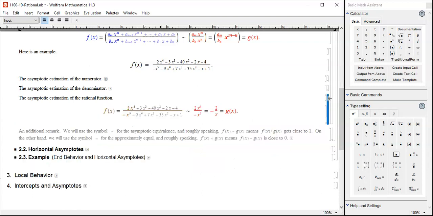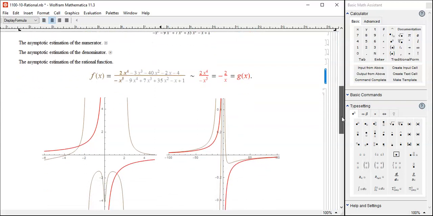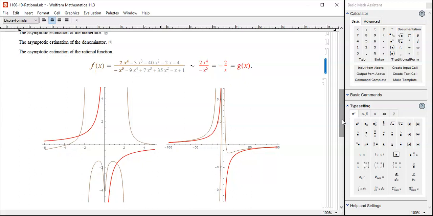Now, what if you put those two together and form a rational function? Let me expand the font a little bit here. Okay. Take the leading term of the numerator and the leading term of the denominator and simplify. We get a single power function, negative 2 over x. That's the red graph. And the original graph here, that's brown, and in small scale, they're radically different. In larger scale, on the other hand, they behave pretty much the same. To the right here, and also to the left there.